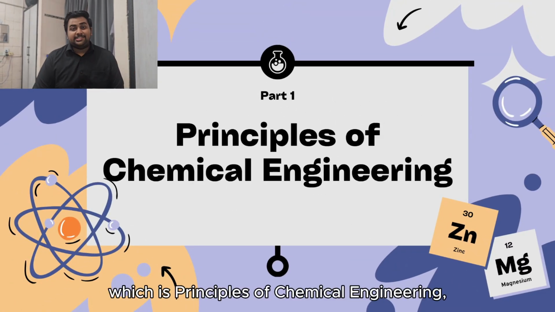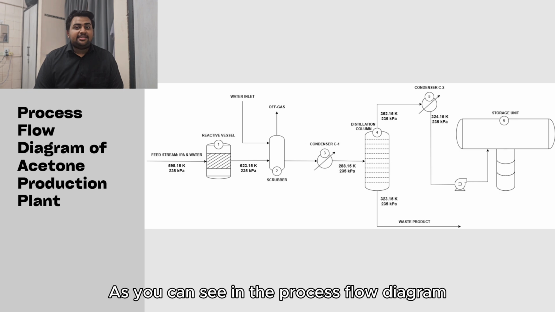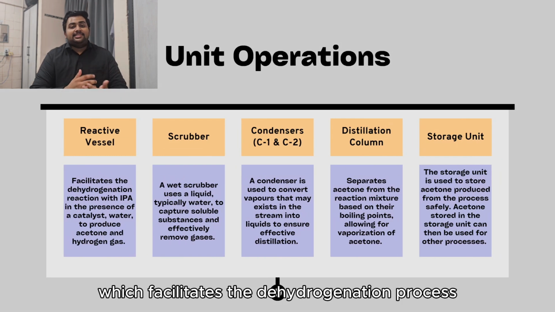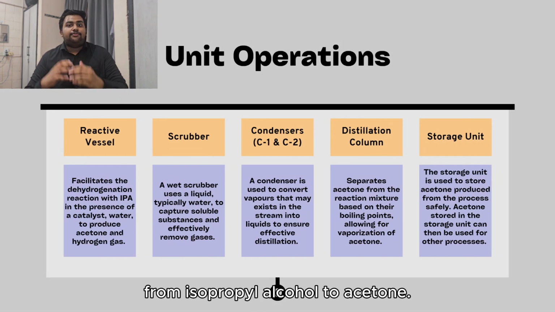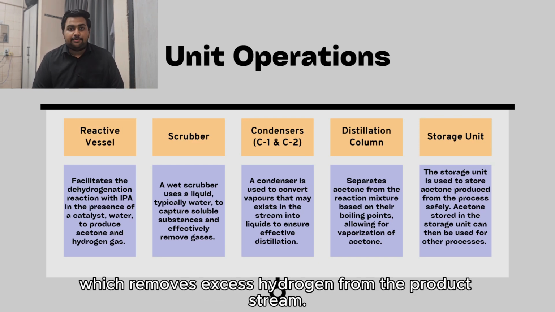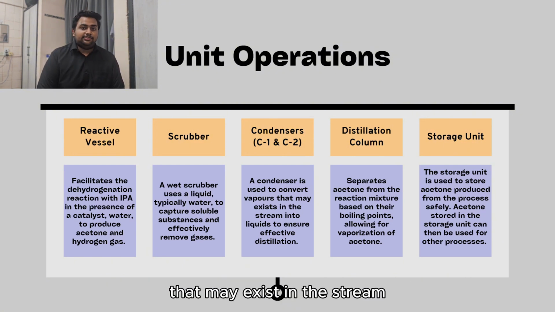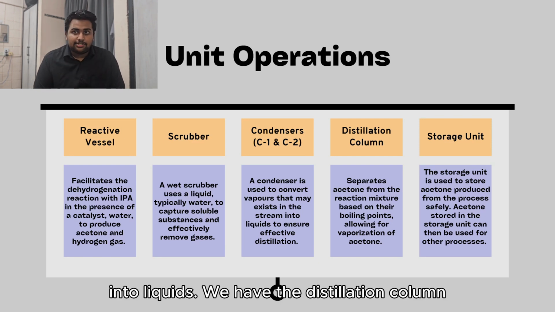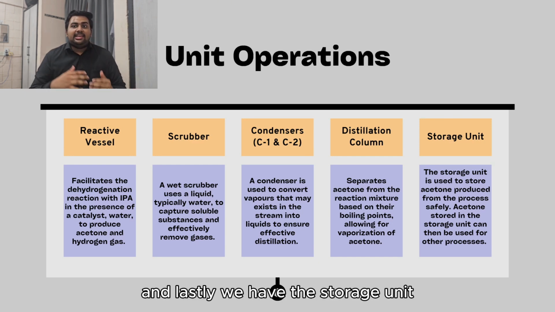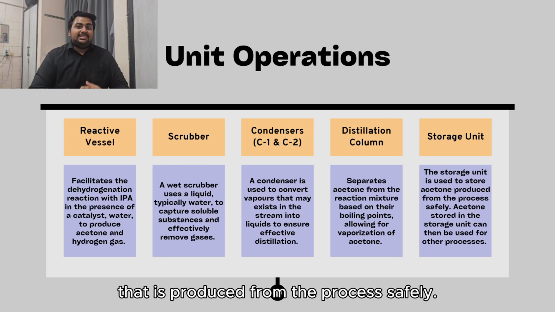Moving on to the first part, which is Principles of Chemical Engineering, this is our design for an acetone production plant. As you can see in the process flow diagram, there are 6 units, which consist of a reactive vessel, which facilitates the dehydrogenation process from isopropyl alcohol to acetone. We have a scrubber which removes excess hydrogen from the product stream. We have 2 condensers which are used to convert vapors that may exist in the stream into liquids. We have the distillation column which separates acetone from the reaction mixture based on their boiling points. And lastly, we have the storage unit, which is used to safely store the acetone produced from the process.